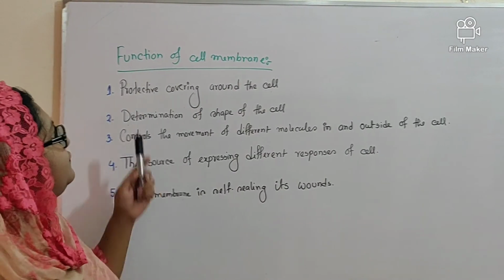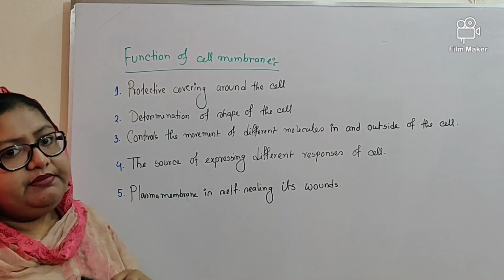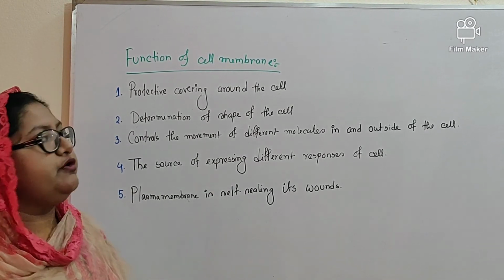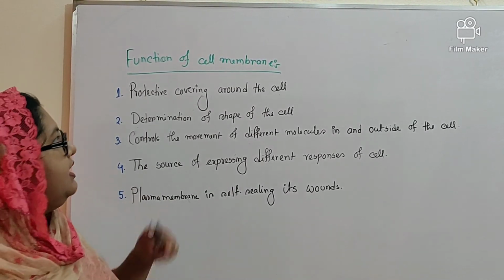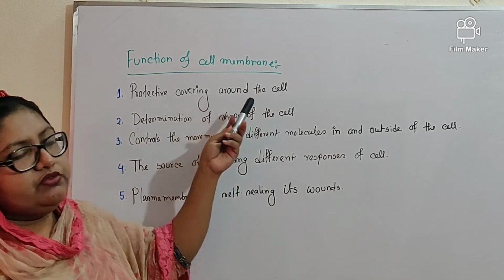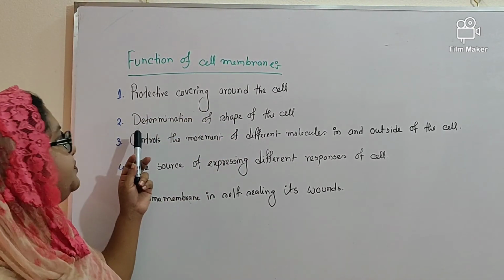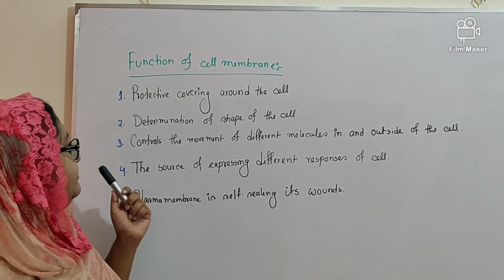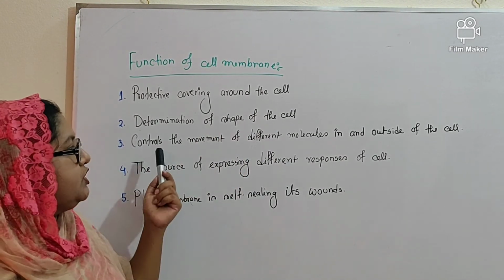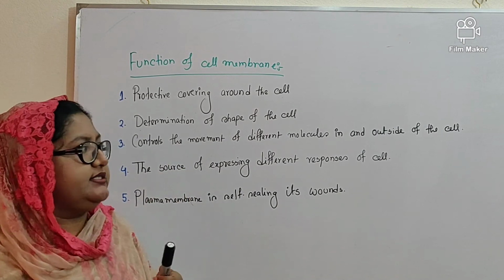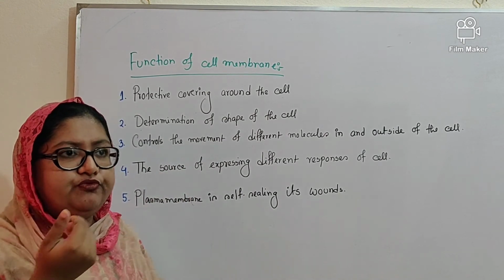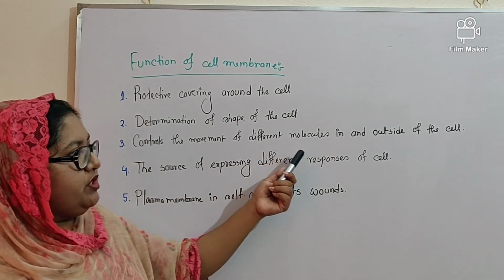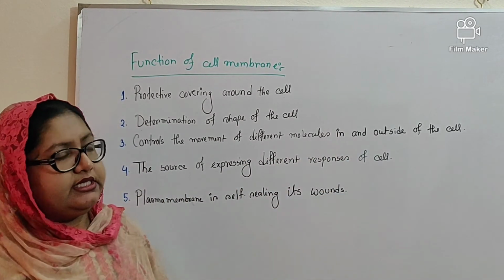Now the function of the cell membrane. The cell membrane is a protective layer that surrounds the inner parts of the cell. So it is a protective covering around the cell. Number 2, it determines the shape of a cell. Number 3, the cell membrane controls the movement of different substances that can pass inside the cell or outside the cell. So it controls the movement of different molecules in and out of the cell.